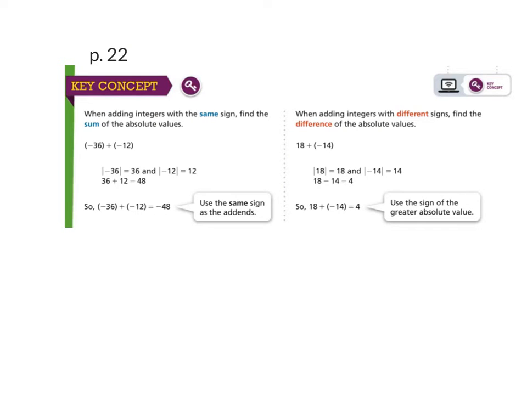Key concept just recaps what we've already talked about. The book gives a little different terminology talking about absolute values. And if you want to look at that, that's fine. Just a little different wording than what I had mentioned earlier.